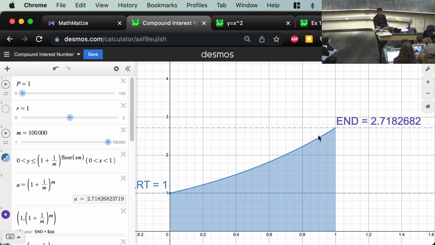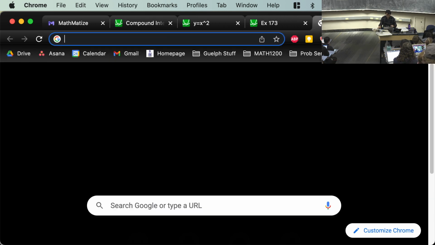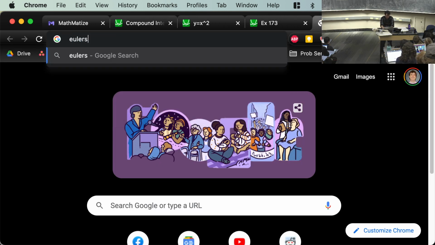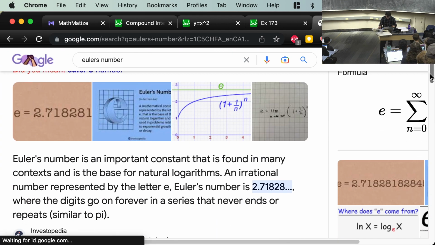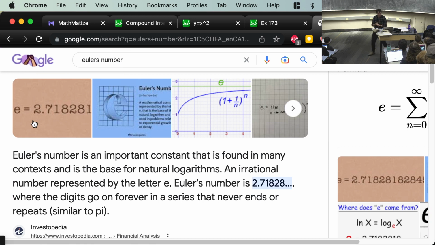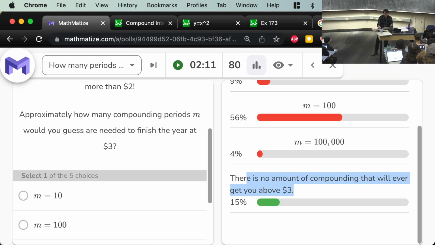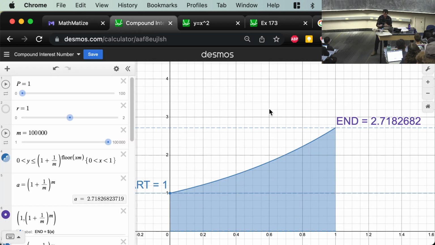This is Euler's number. Let's do a Google search. Euler's number. So Euler is a famous German mathematician, and he has a number. Look at this. Numberphile video is the first hit. e equals 2.71828. That is exactly the number we found over here.